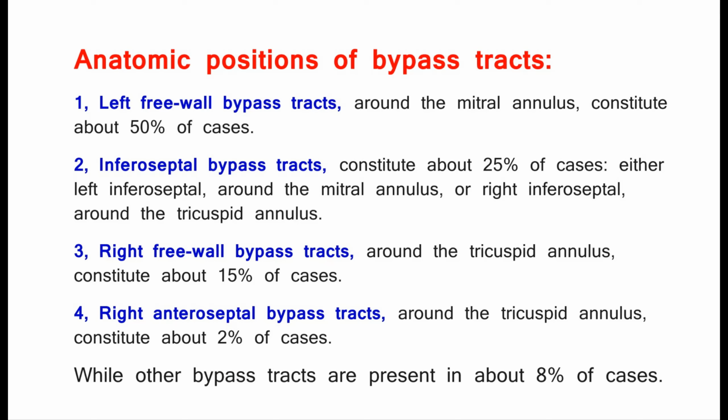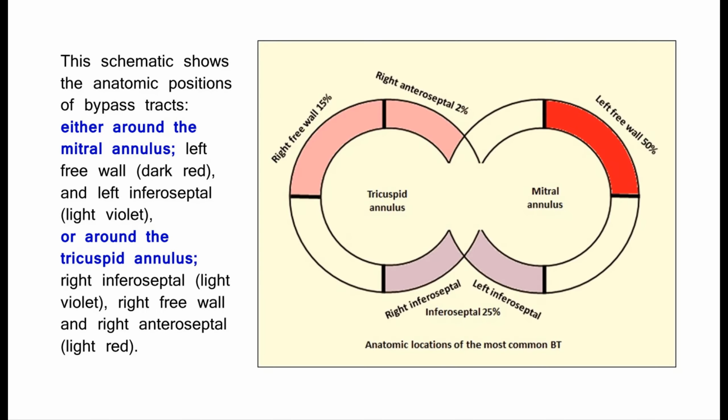4. Right anteroseptal bypass tracts, around the tricuspid annulus, constitute about 2% of cases, while other bypass tracts are present in about 8% of cases. This schematic shows the anatomic positions of bypass tracts. Either around the mitral annulus: left free wall, dark red, and left inferoseptal, light violet. Or around the tricuspid annulus: right inferoseptal, light violet, right free wall and right anteroseptal, light red.